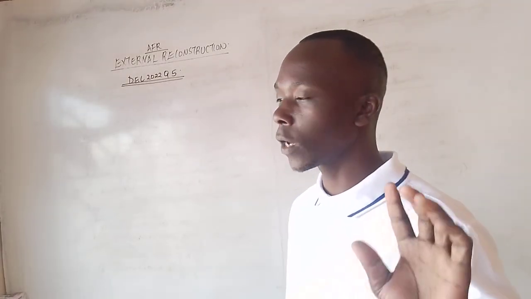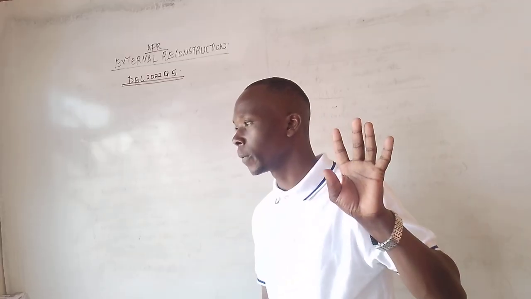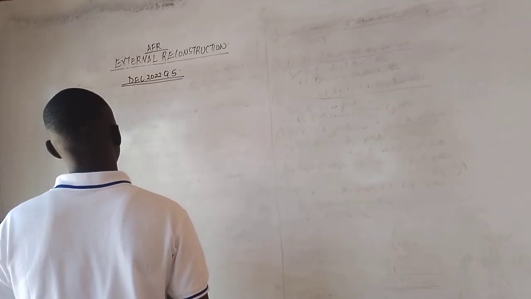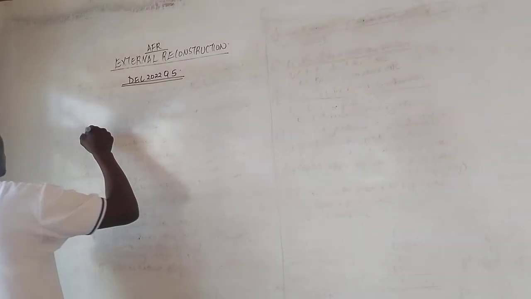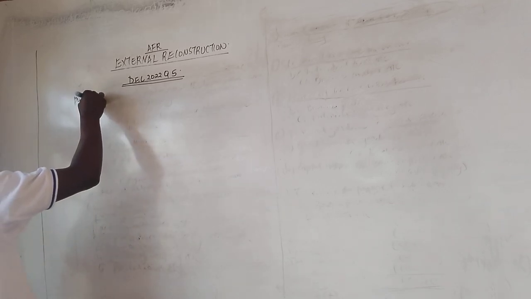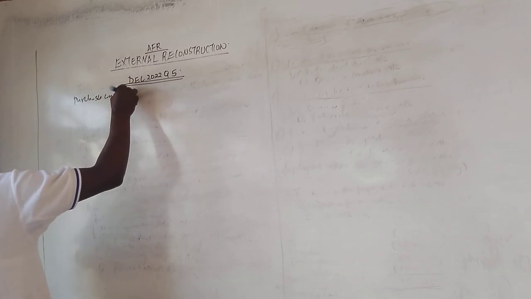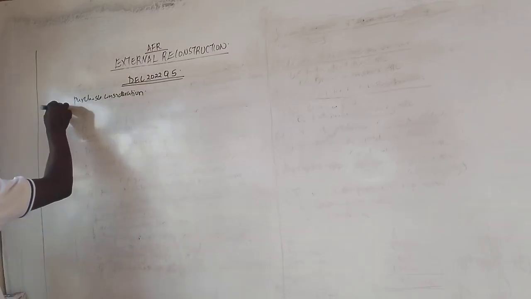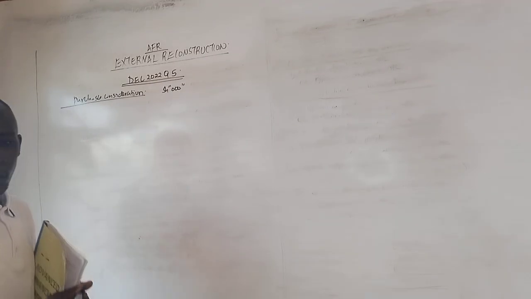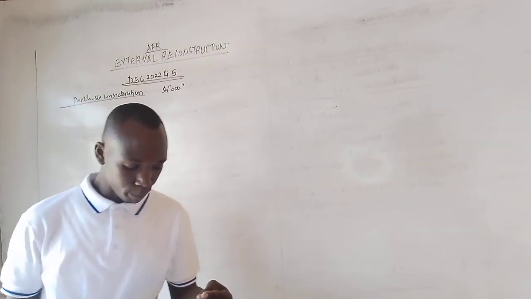For you to do any question on external reconstruction, ensure you start with determining the purchase consideration. Before we can answer any question, the first step is for us to determine the purchase consideration. Our shillings are given in 1,000. So let us see what we are told by the examiner.